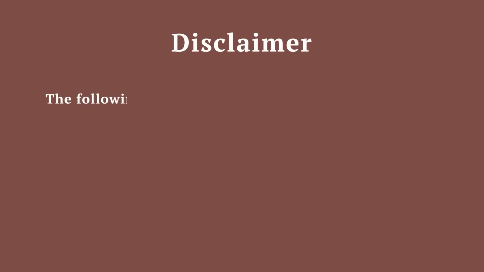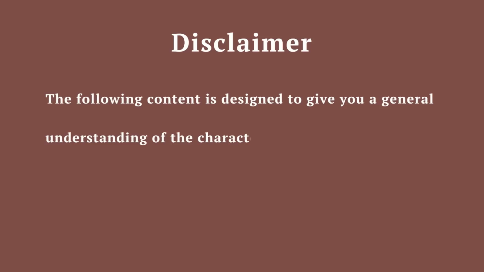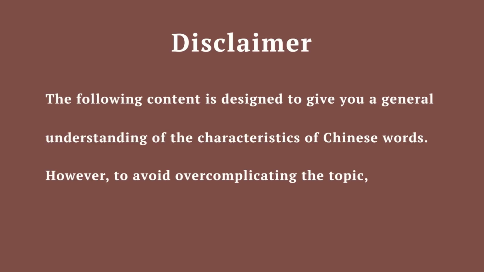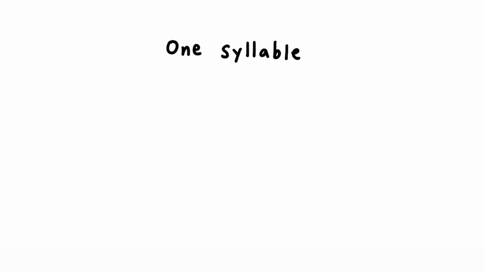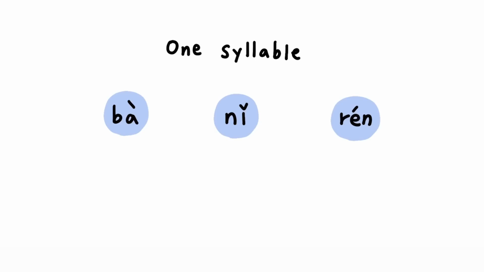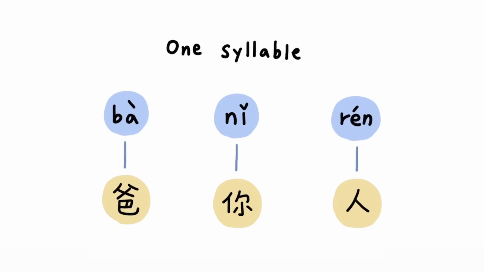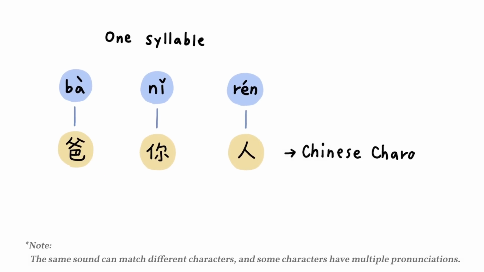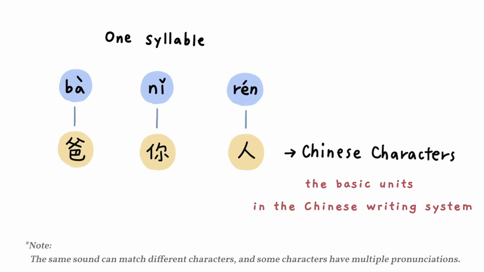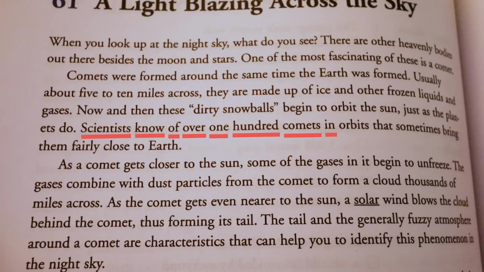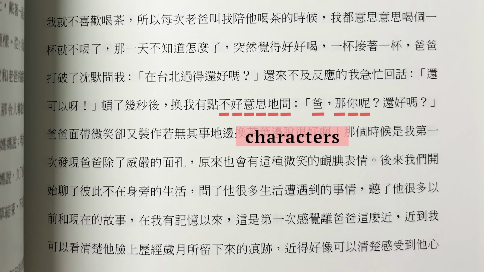Now, let's talk about the logic behind Chinese words. Generally speaking, in Chinese, one syllable such as 爸, 你, 人 can individually correspond to one Chinese character. Chinese characters are the basic units in the Chinese writing system. Unlike English, where written text is segmented into words, Chinese written text is segmented into characters.